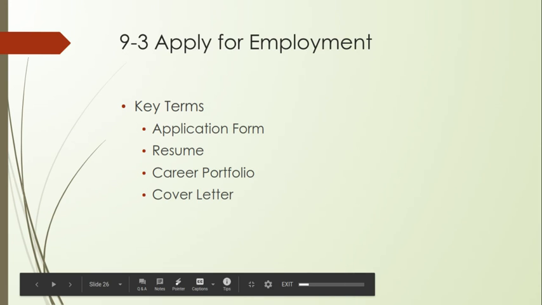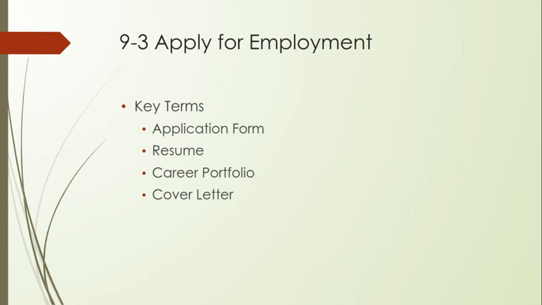All right, guys, today we're going to move on to Chapter 9, Section 3. This is all about applying for employment. Now, some of you have already done this, and some of you are still not to that point, and that's fine. Anytime you apply for a job, it's going to look different from the first time, second time, third time. It's always different. Each place that you apply has a different way about going through the application process. So, some key terms are application form, resume, career portfolio, and cover letter. So, let's go ahead and get started.